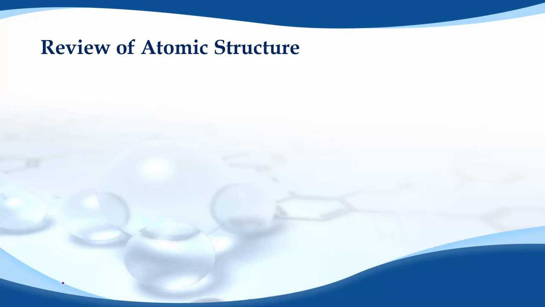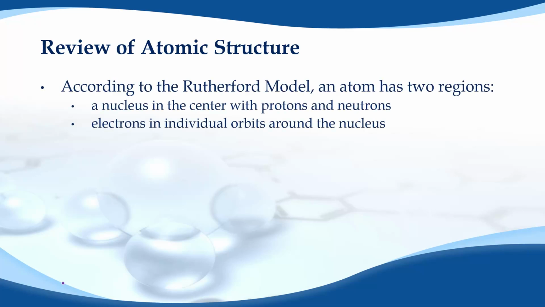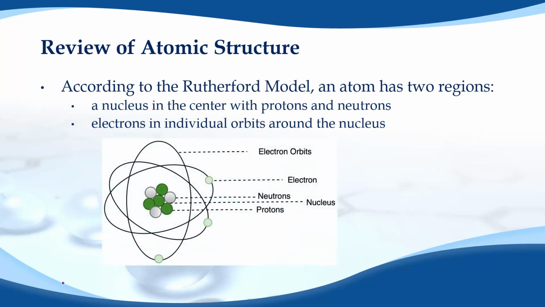So we'll just start off with a little bit of a review of atomic structure. What we have here is the Rutherford model of the atom. In the Rutherford model, you have two different regions. You have the nucleus, which is in the center. It has almost all of the mass of the atom because it contains the protons and the neutrons. And then you have the electrons, where each electron is in its own individual orbit around the nucleus. Okay, so this is Rutherford's model.